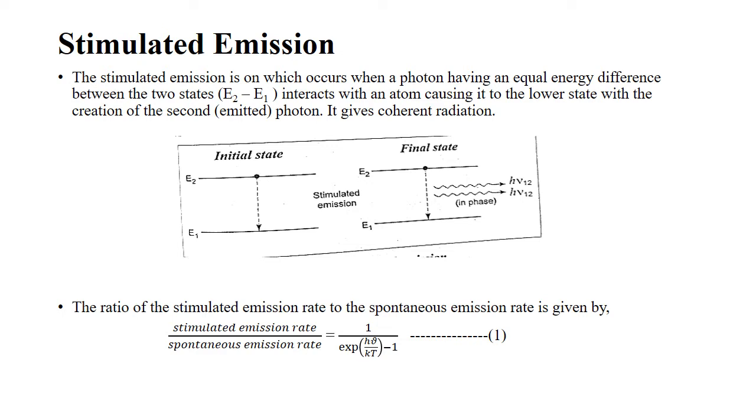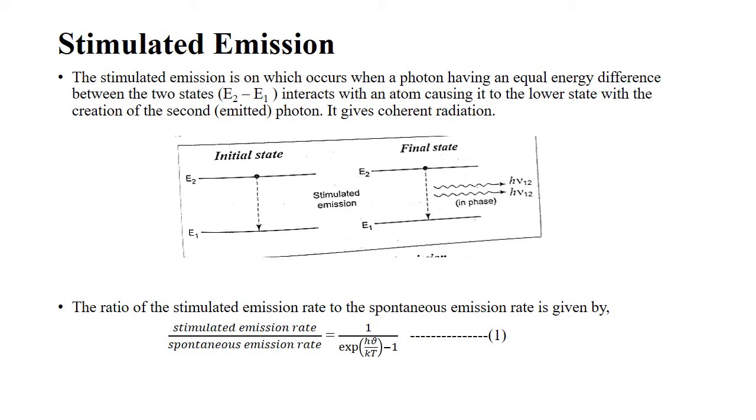Here, in phase, we have the two photons of approximately equal quality. The ratio of the stimulated emission rate to the spontaneous emission rate is given by stimulated emission rate by spontaneous emission rate equal to 1 divided by exponential of hν by kT minus 1. In general, the spontaneous emission rate is far more dominant than the stimulated emission when an atomic system is in thermal equilibrium.